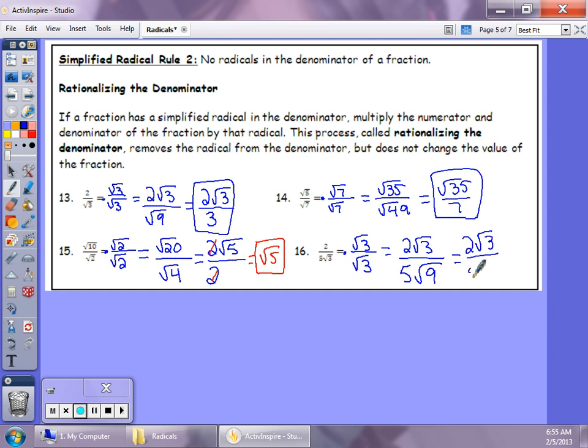So I'm going to bring over the 5. Remember, you're actually multiplying 5 times root 9. So when we simplify root 9, that is going to give us 3. So when we simplify the bottom even further, we're going to get 2 root 3 over 15.